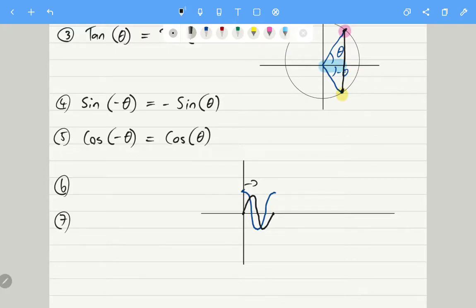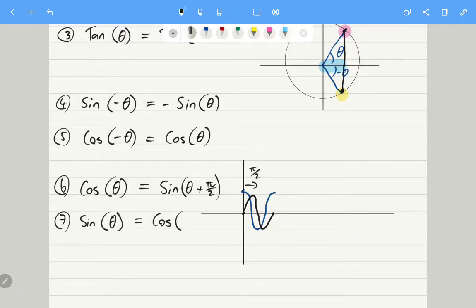But what we can say is that the cos function, cos of theta, is really just the sine function, but shifted how far? Well, it's been shifted to the left by pi on 2, so minus pi on 2, well actually plus pi on 2, because remember left shifts are plus. But we could also say the opposite thing about the sine. Sine of theta is equal to cosine of theta minus pi on 2.